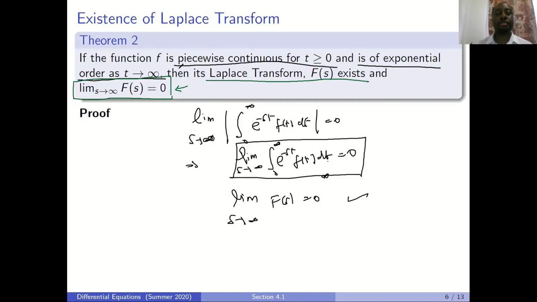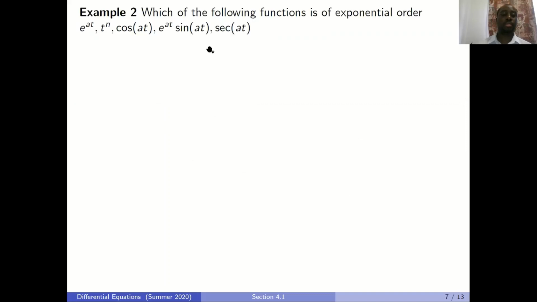All right, so now let's go through a few functions and attempt to confirm whether or not these functions have Laplace transforms, and then we'll proceed to calculate the Laplace transforms. All right, so the question here is, which of the following functions is of exponential order? Now, at least we know that these functions here are piecewise continuous.